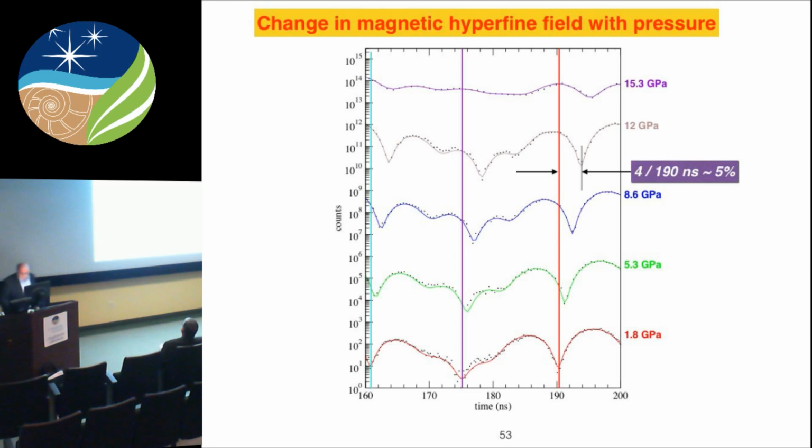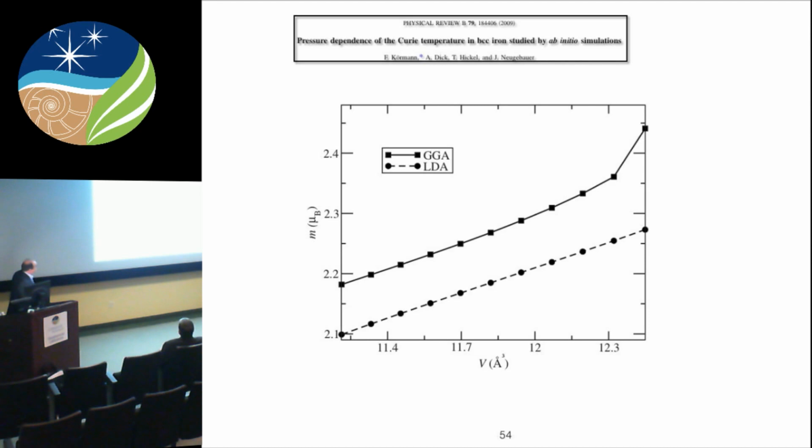So people have actually published papers on the pressure dependence of the Curie temperature, right? And they try to demonstrate that in the pressure range that we are interested in, which corresponds to this volume change, the magnetism changes about a few percent. Right? So it's relatively consistent with that, about 4%.